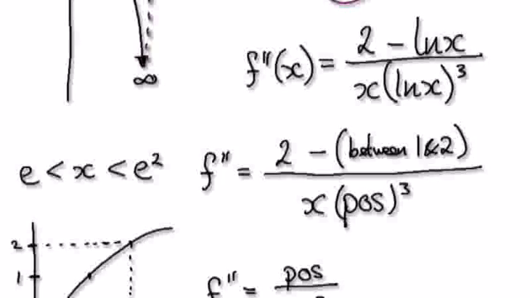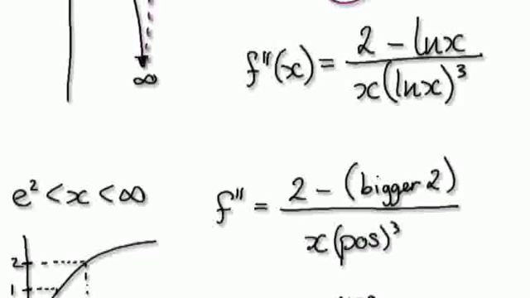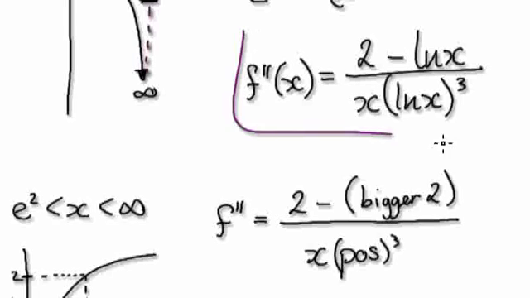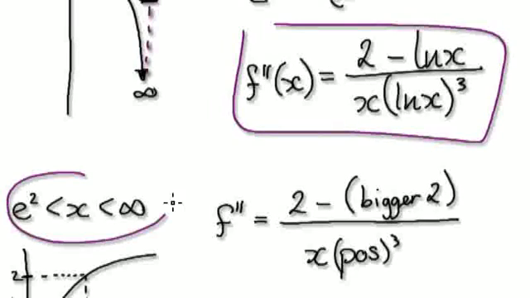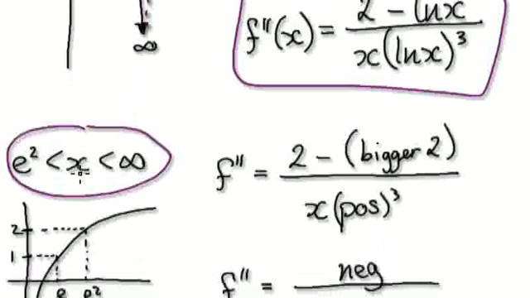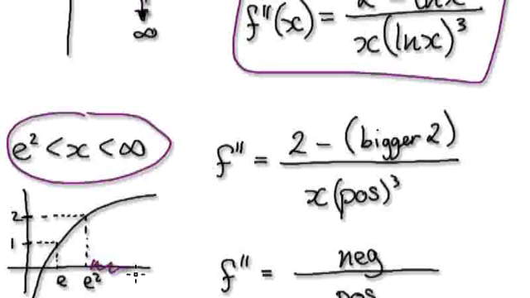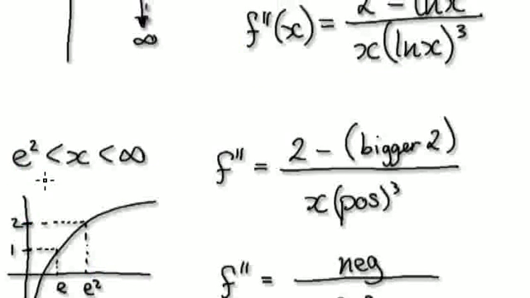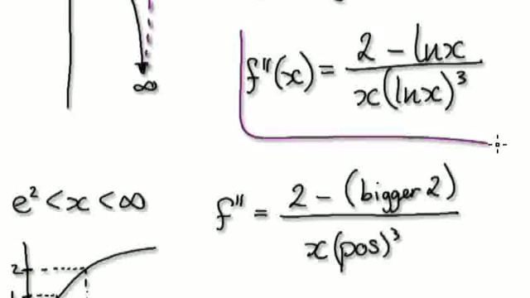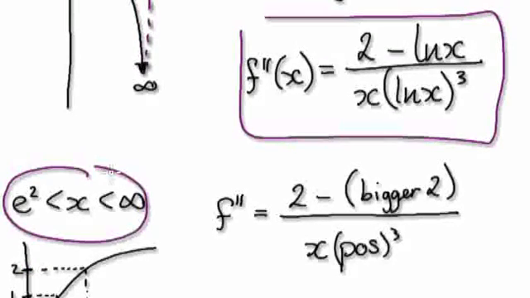Let me get rid of the old one. Now consider f double prime in this region here. Don't forget, in this region the natural log of x will be greater than 2. Bear that in mind. Let's start again. F double prime is here in this region.